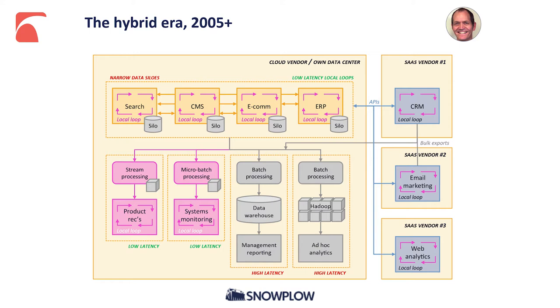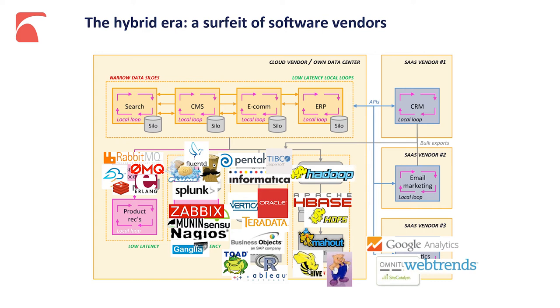So we've got a much more complex picture, and actually this is a massive simplification. A big enterprise has way more systems than this going on. But this is what we're calling the hybrid era. So, a surfeit of software vendors.